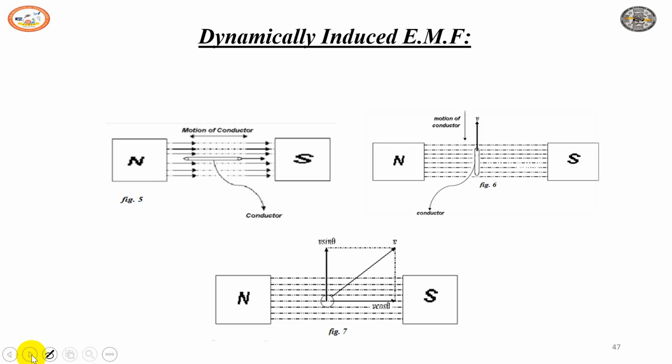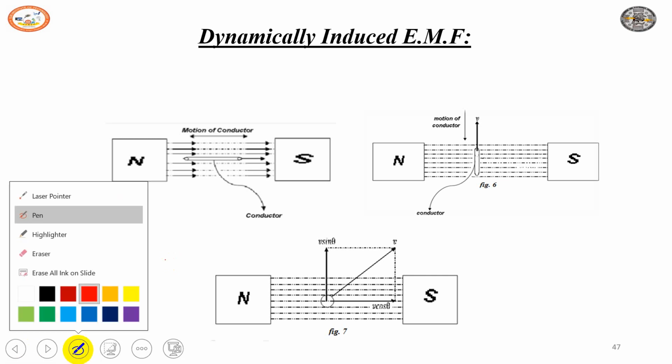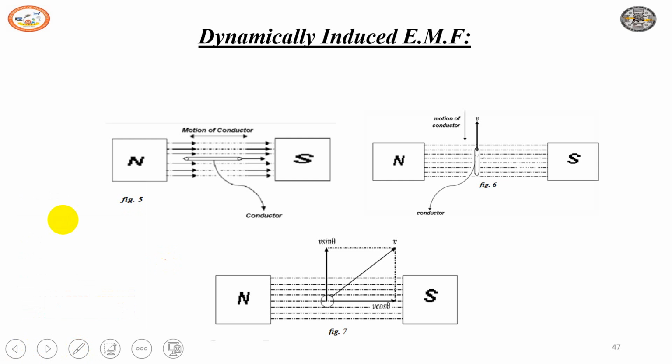Let us now discuss dynamically induced EMF. As I said, when the magnetic field is stationary and the conductor is rotating, the EMF induced is called dynamically induced EMF. I have shown here the conductor placed in between the field, and imagine it is rotating, then dynamically induced EMF is produced.